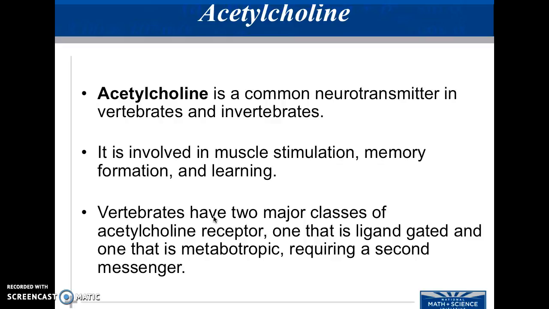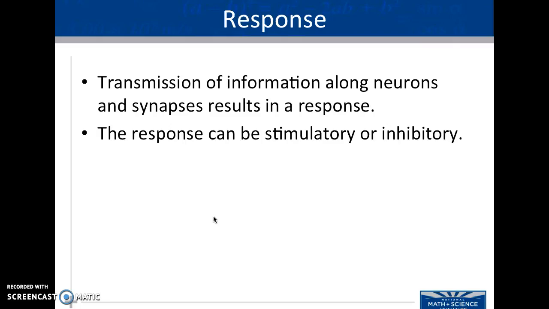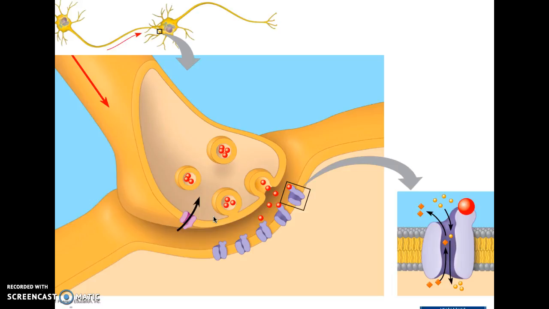So to touch upon some of the most important ones, acetylcholine is really common in all organisms, vertebrates and invertebrates, and it is involved in muscle stimulation, memory formation, and learning. It is all around super important. There are 2 major classes of receptors that we see in vertebrates. So acetylcholine has 2 major roles depending on which receptor it targets. Big picture for any neurotransmitter, our response is going to be either inhibitory or stimulatory. Stimulatory is going to push that response further. Inhibitory is going to stop something from happening.